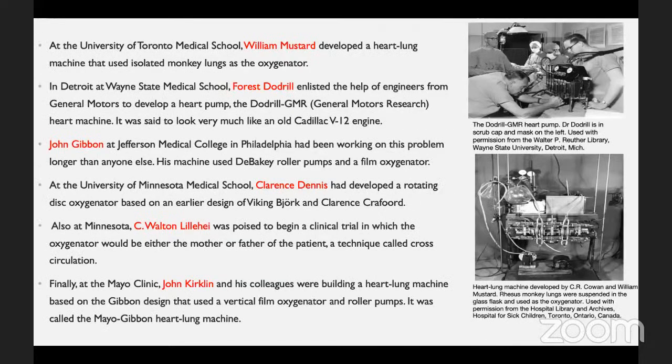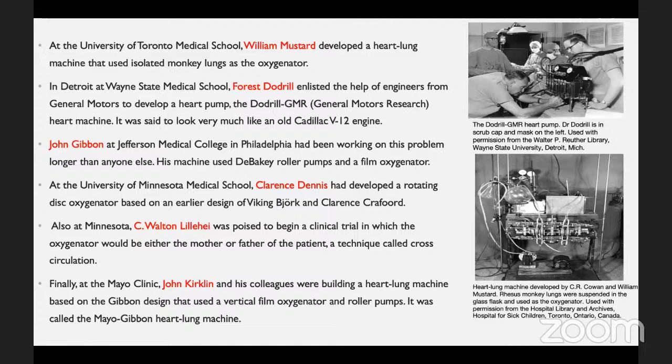The first one was at the University of Toronto Medical School. Dr. William Mustard developed a heart-lung machine that used isolated monkey lungs as the oxygenator. In Detroit at Wayne State Medical School, Dr. Forrest Dodrill enlisted the help of engineers from General Motors to develop a heart pump, called the Dodrill-GMR, General Motors Research. It was said to look very much like an old Cadillac V12 engine.